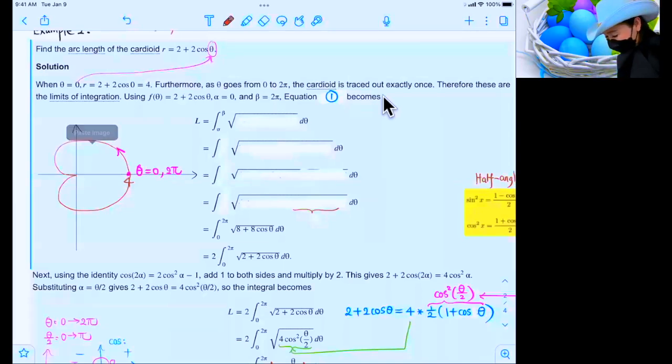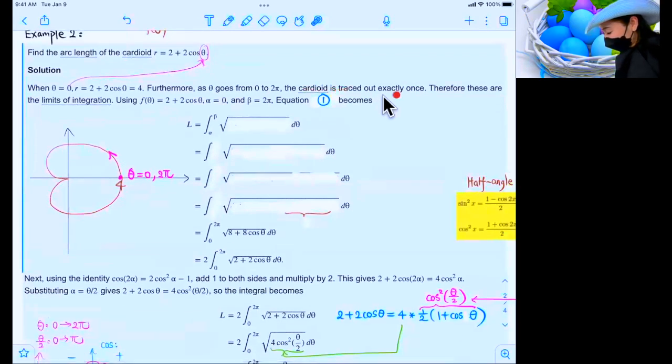I actually practiced. So it's like a heart shape, and anyway, it goes like this. So we go around this. We want to find this total arc length right here. It makes a complete round when theta goes from 0 to 2 pi. So the cardioid traces out exactly once when theta goes from 0 to 2 pi.